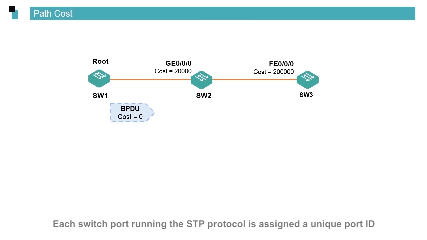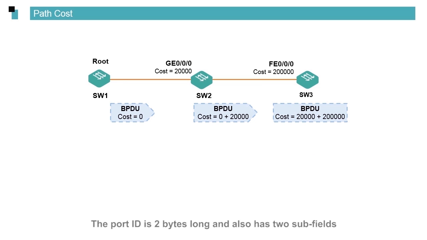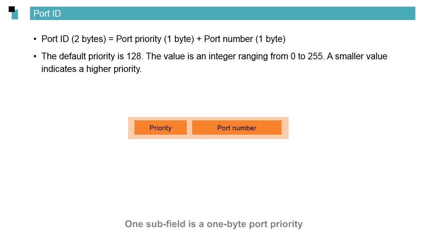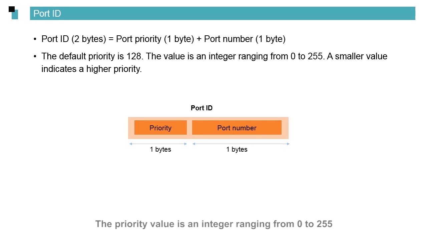Each switch port running the STP protocol is assigned a unique port ID. The port ID is 2 bytes long and also has 2 subfields. One subfield is a 1-byte port priority. The priority value is an integer ranging from 0 to 255, and the default priority is 128. A smaller value indicates a higher priority. The other subfield is a 1-byte port number. A smaller port number is preferentially selected.